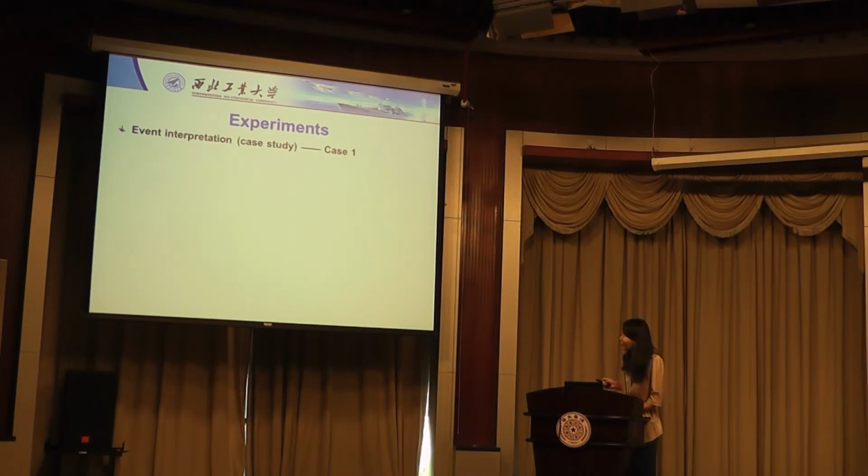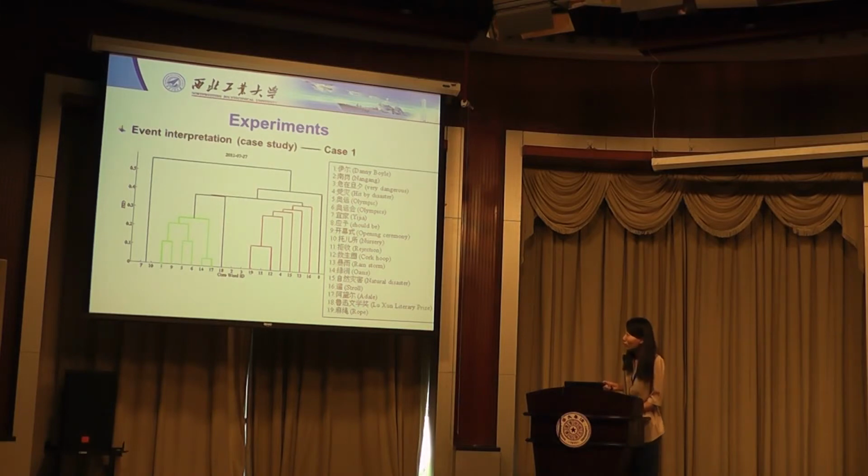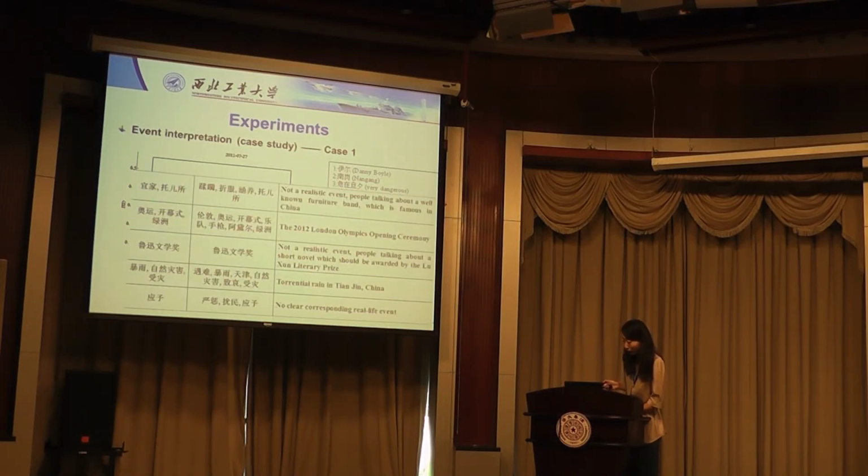Now let's see some case studies. This is the first case. The figure on the left is the clustering result for the first case, and the x-axis represents the word ID, and the list on the right maps the word ID into the actual meaningful word. According to the clustering result, we got this table. This table is a description of the events detected by our method. The first column is core words. The second column is subordinate words. And the third column is a description for each event.